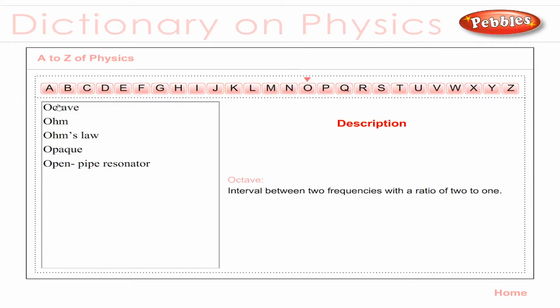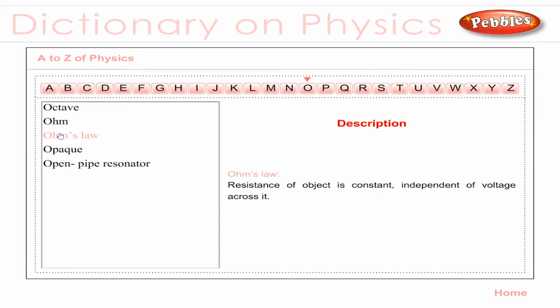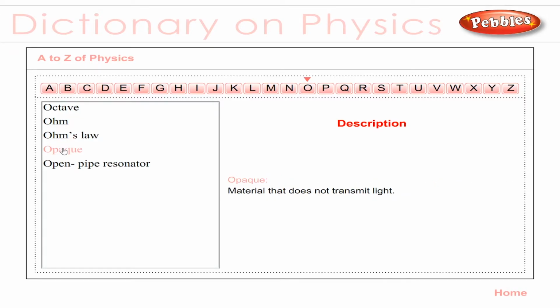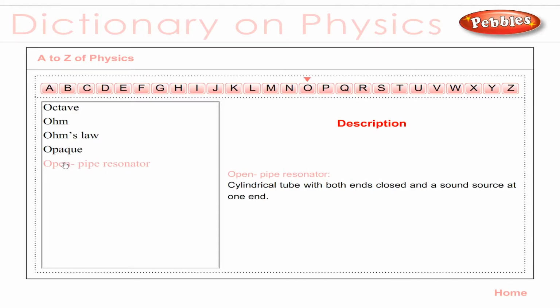Octave. Interval between two frequencies with a ratio of 2 to 1. Ohm. SI unit of resistance, 1 volt per ampere. Ohm's law. Resistance of object is constant, independent of voltage across it. Opaque. Material that does not transmit light. Open pipe resonator. Cylindrical tube with both ends open and a sound source at one end.